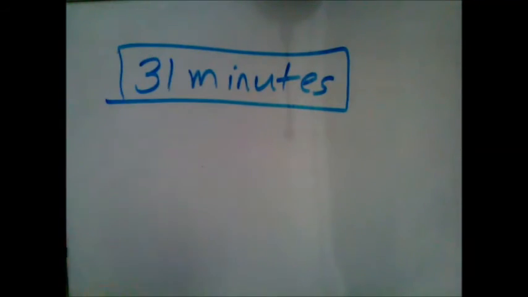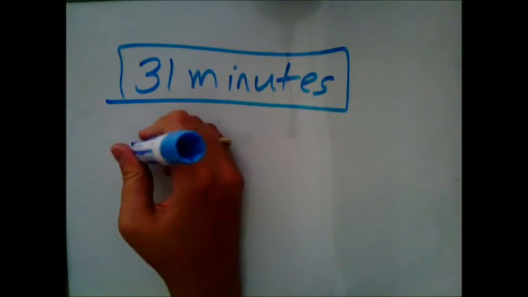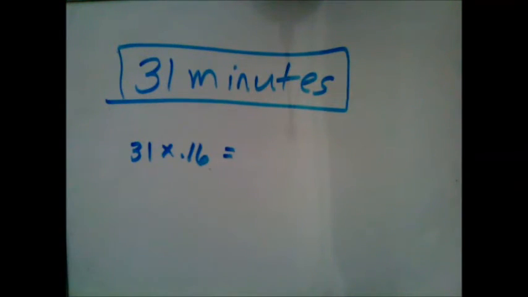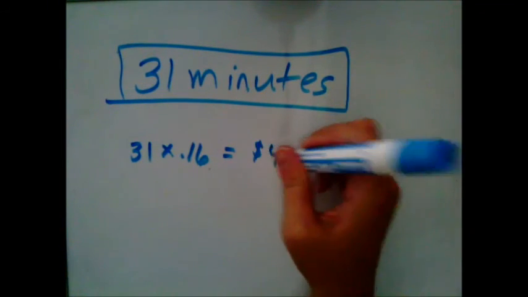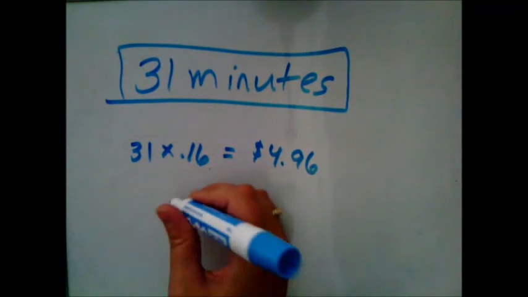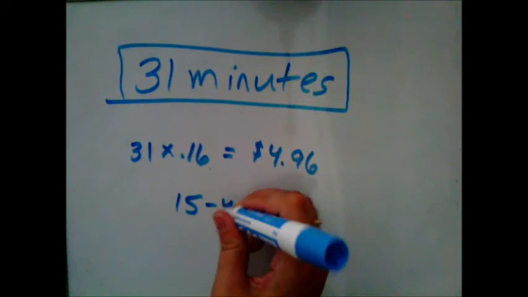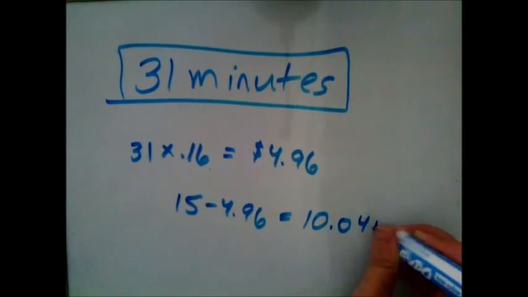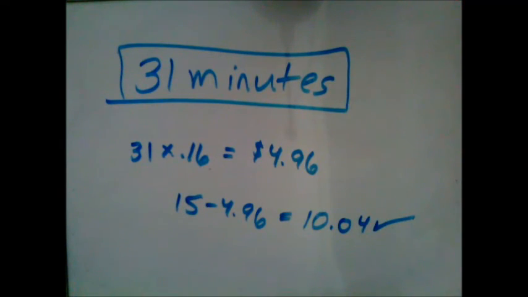And if we want to double check, we could do 31 minutes times our 16 cents a minute to figure out how much money they charged us for this phone call, which gives me $4.96. And if I started with $15 and I take away $4.96, I'm left with $10.04. So it looks like it checked out to what was actually supposed to happen.